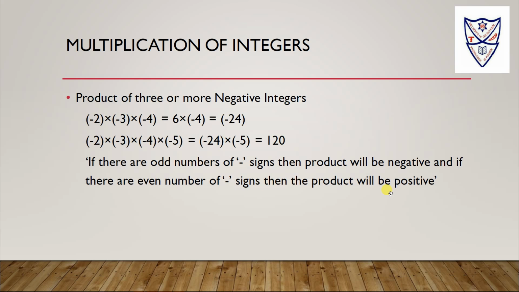So if you have to count, if there are more than two integers which have a negative sign, you have to just count the negative signs. If the number is odd, then the answer will be negative, and if the number is even, the answer will be positive.